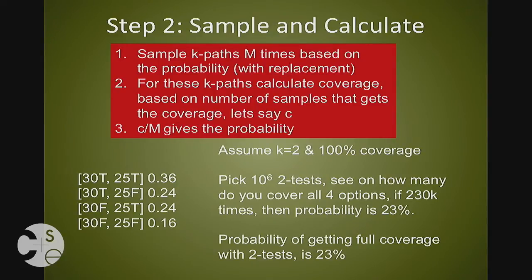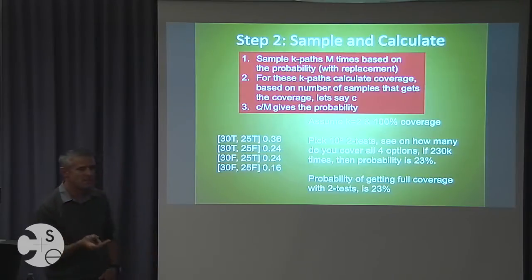What does k mean? K is the size of the test suite. The length of the path? No, the size of the test suite. So two tests. We're going to run this program twice, basically. That's what this is saying. So for a test suite of size 2, what you want to obtain is 100% coverage.